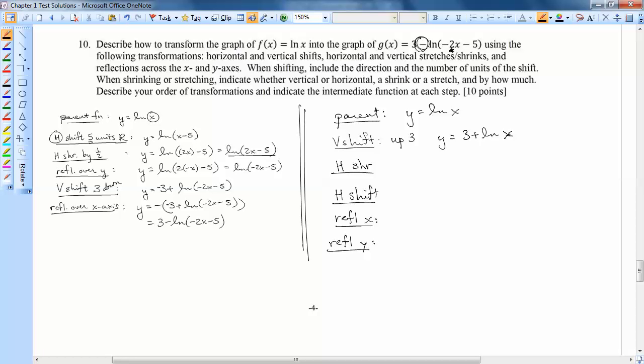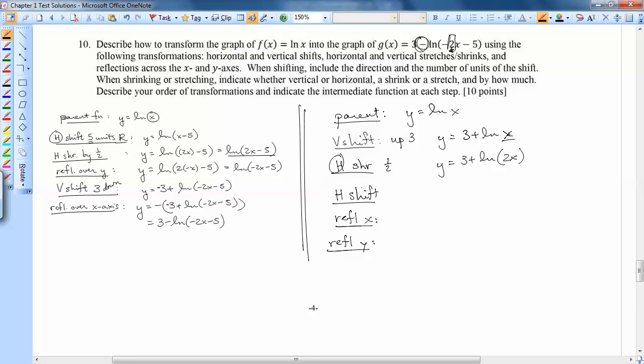Okay? Horizontal shrink. Well, you know that's going to be a factor of 1/2, right? Because of the 2 here. So that's going to be y equals 3 plus ln. And then since it's a horizontal thing, I'm only changing the x. So the x that was before was just an x. Now it's going to be a 2x.